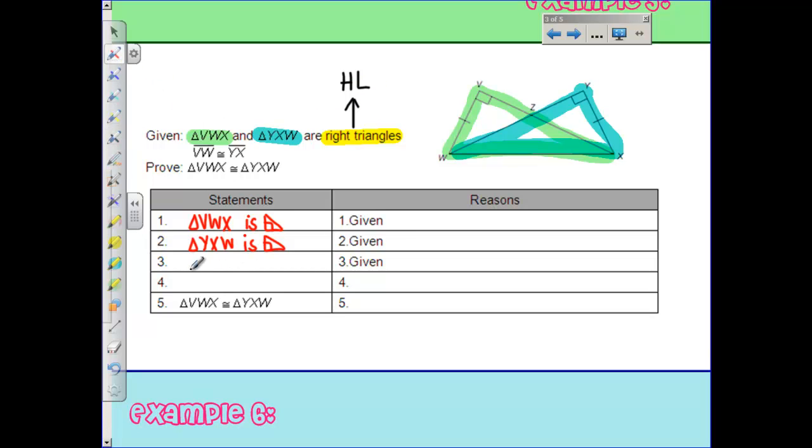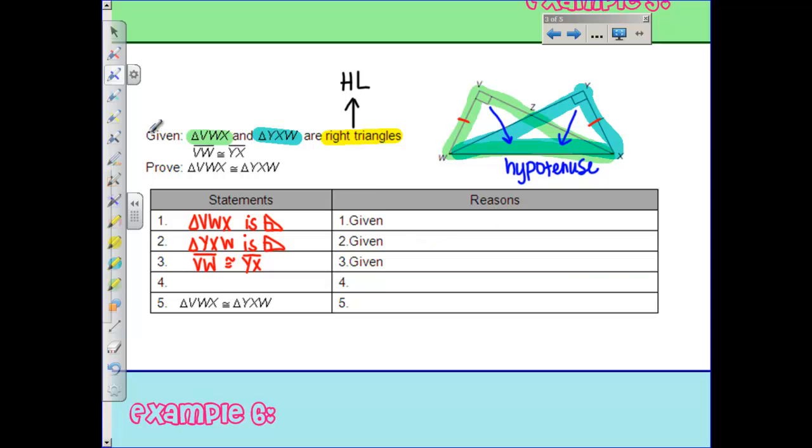The last piece is that VW is congruent to YX. And so I'm going to go label that VW. Oh, it's already labeled. It's congruent to YX. And what else do I know? Well, as mentioned earlier, and this can be difficult to see, the hypotenuse is the side opposite the right angle. And so for both triangles, they share this hypotenuse.